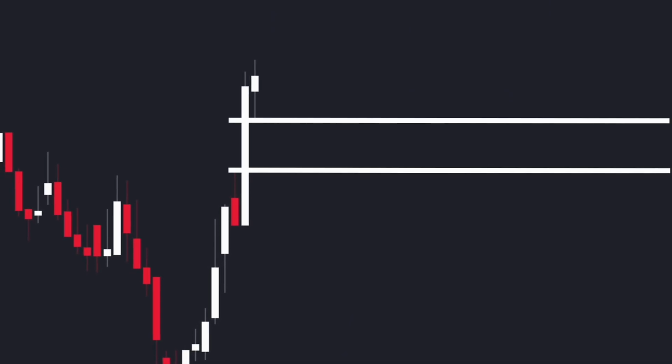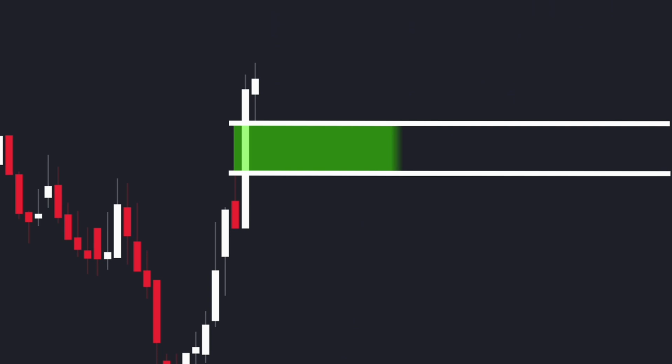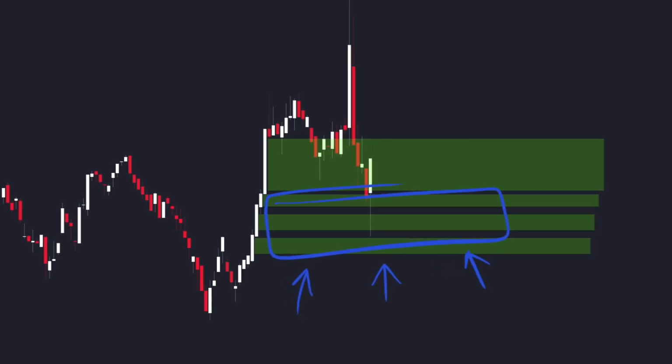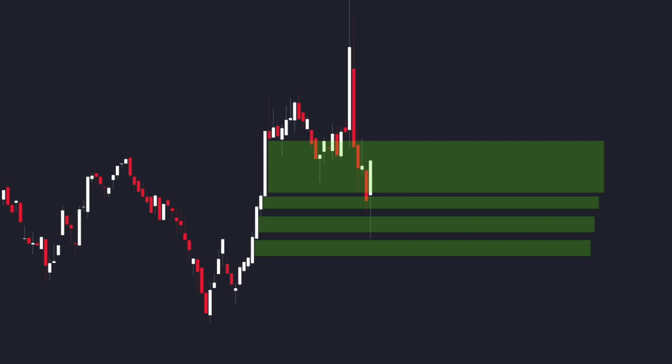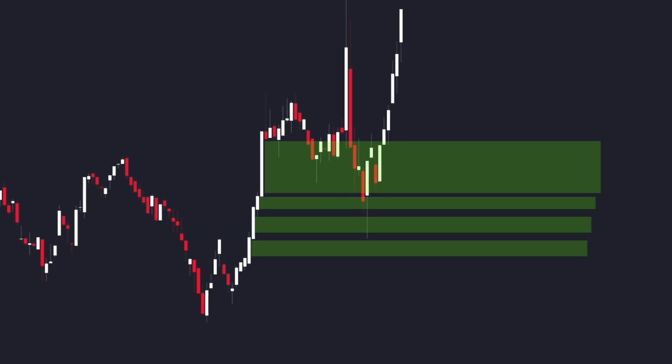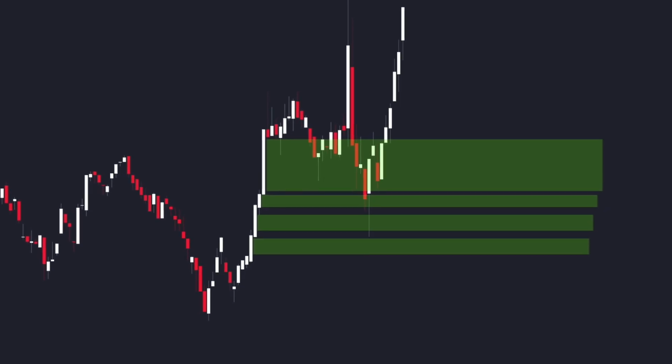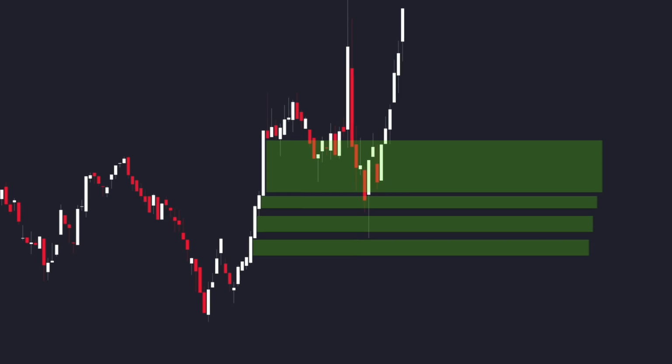To identify a fair value gap, you mark the top wick of the candle before the significant move and the bottom wick of the candle after the move. This marked area is the fair value gap. When you look at your chart, you'll see these gaps are quite common. Often, the price will revisit this area, correct the imbalance, and then climb back up to retest the highs, allowing us traders to take advantage and profit from these movements.